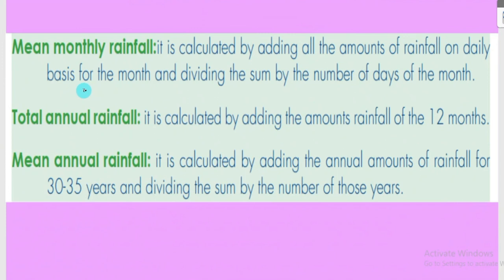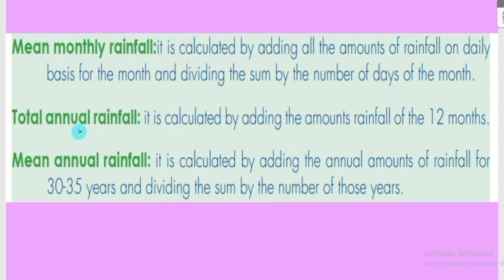Okay students, mean monthly rainfall is calculated by adding all the amounts of rainfall on daily basis for the month and dividing the sum by the number of days of the month. So we can calculate mean monthly rainfall by adding all the amounts of rainfall on daily basis for the month and dividing the sum by the number of days of that month.